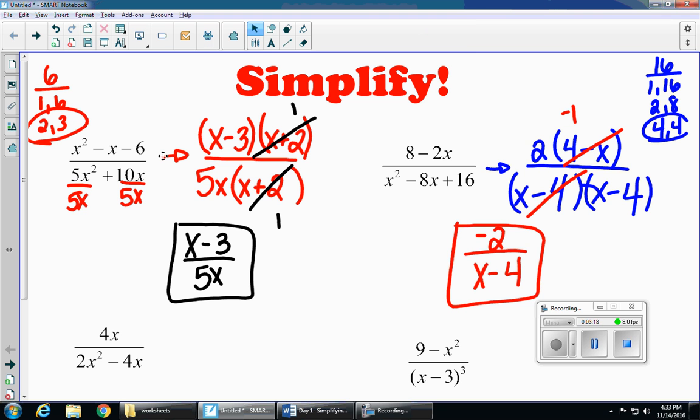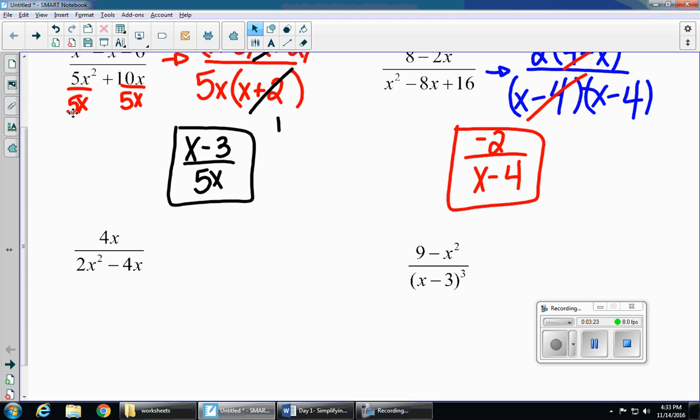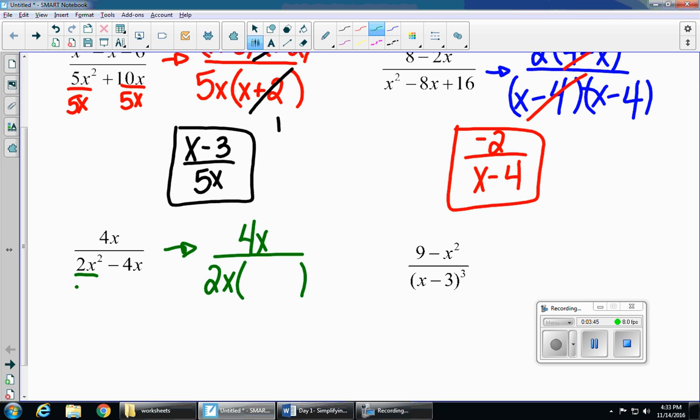All right, let's look at two more examples. So my third example says 4x over 2x squared minus 4x. First step when we're simplifying is to factor. 4x can't be factored, so I'm going to keep it. In my denominator, I have a greatest common factor once again. 2x squared and 4x can both be divided by 2x. And once again, remember that this is like dividing. So 2x squared divided by 2x is x, and 4x divided by 2x is 2.